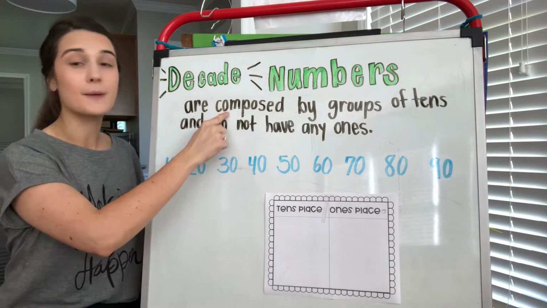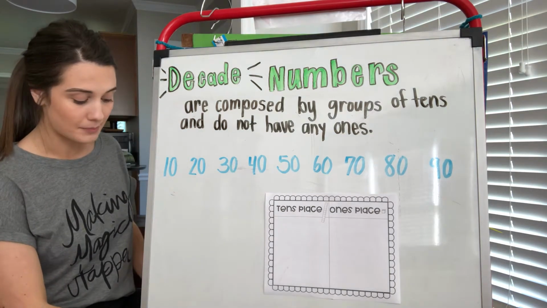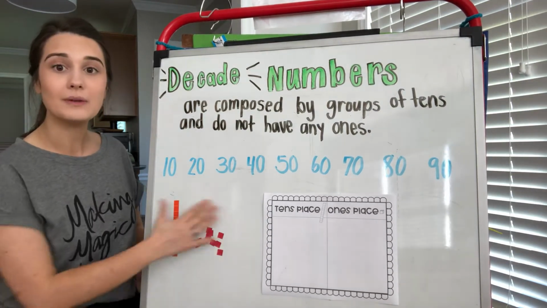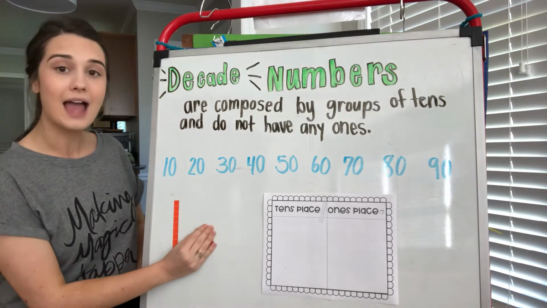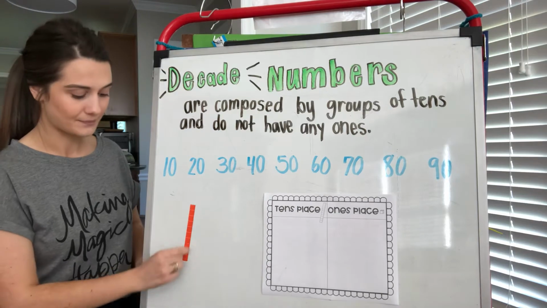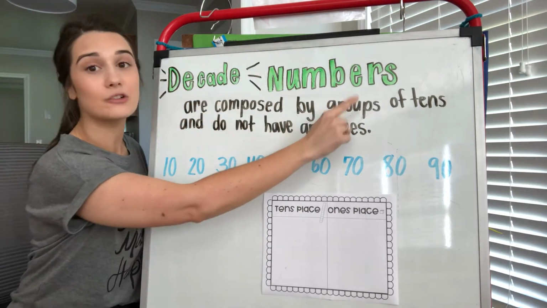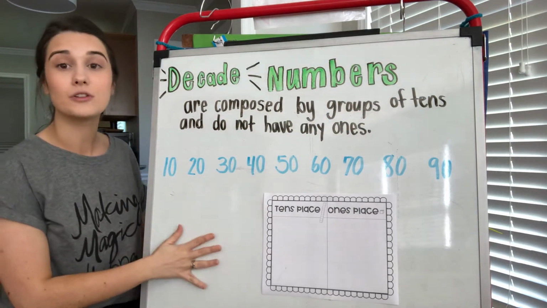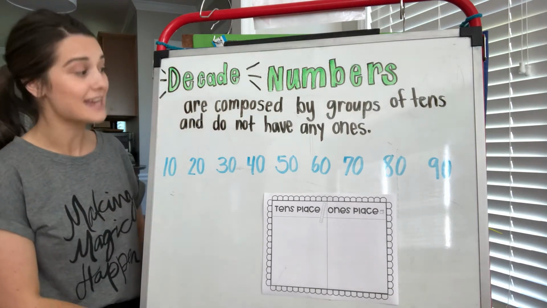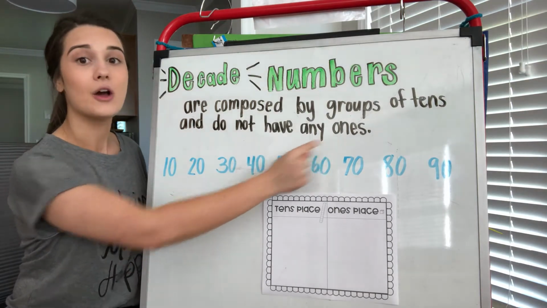We used to use the word composed a lot when we talked about making a group of 10. So we could say, I composed a 10 out of 10 ones. So when we would have 10 ones, we could say, I can switch these out and I can compose a group of 10. So in this problem, decade numbers are composed by groups of 10s. So just like we composed a group of 10 with ones, this time we can compose decade numbers by groups of 10. And decade numbers do not have any ones.